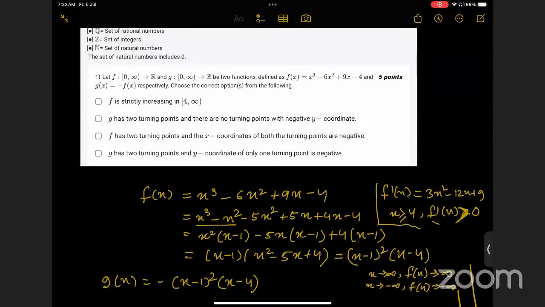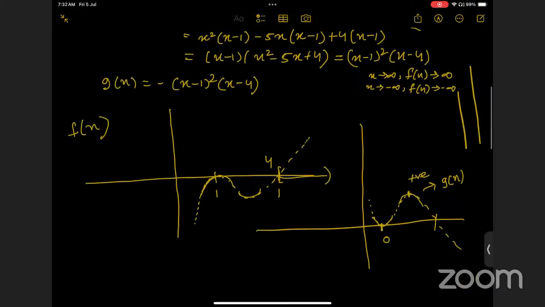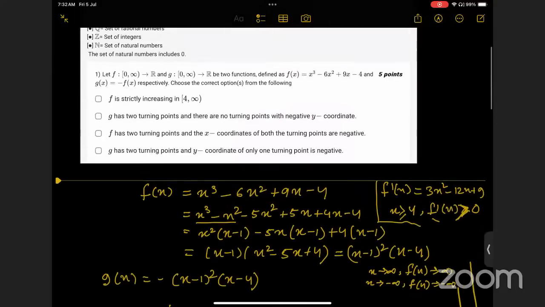Now, there is no turning point with negative y coordinate. So if you look, this is our G. Here we have two turning points. This is one turning point and this is another turning point. For this one, the y coordinate is 0 and the x coordinate is 1. And for this one, the x coordinate is something and the y coordinate is some positive value, right? So there is no turning point with a negative y coordinate. Yes, ma'am. So the second option is also correct.